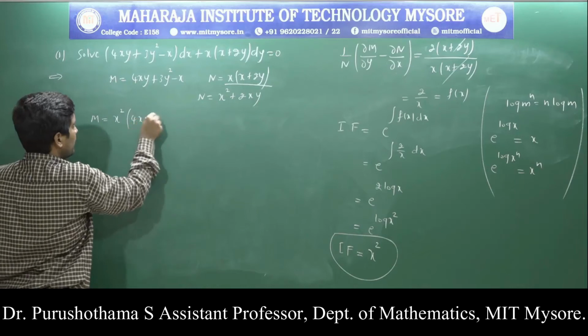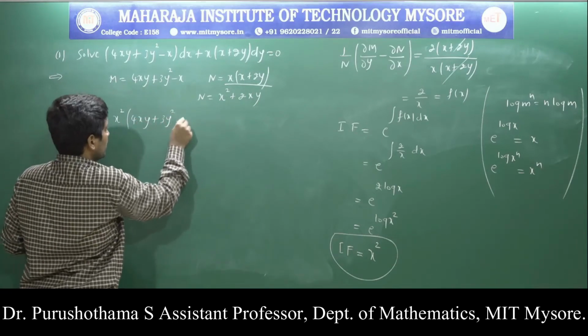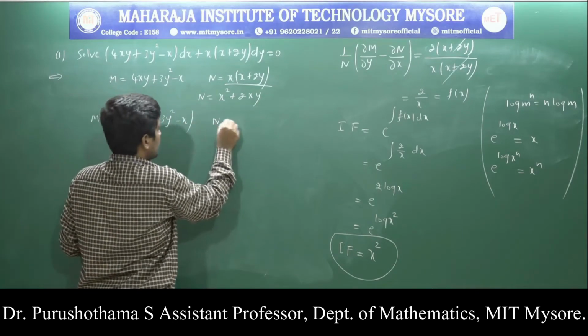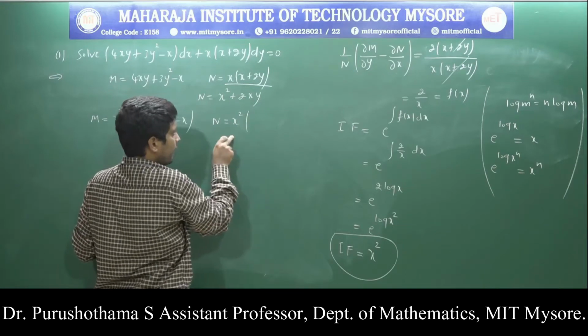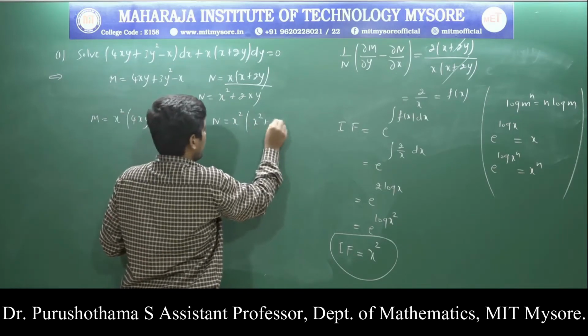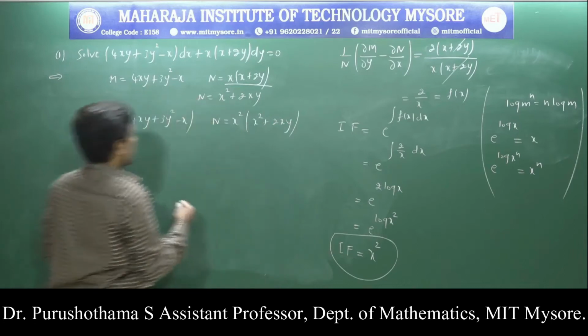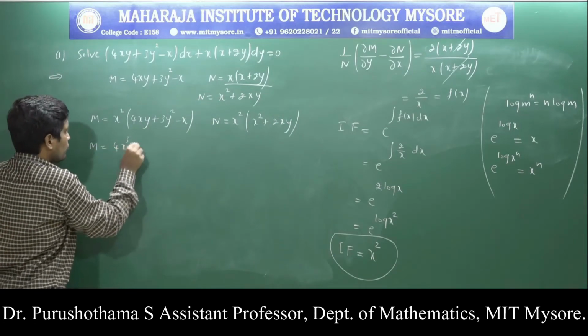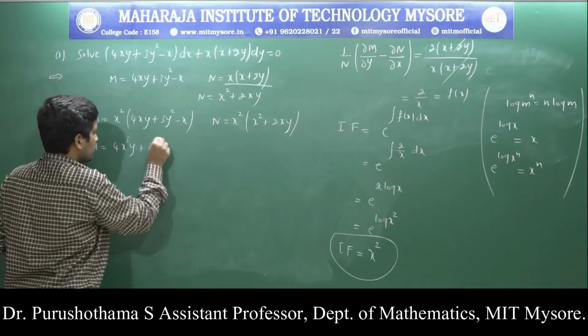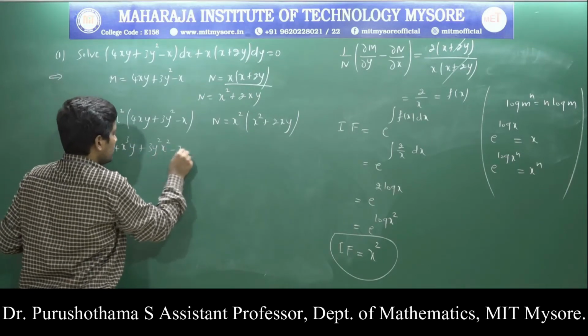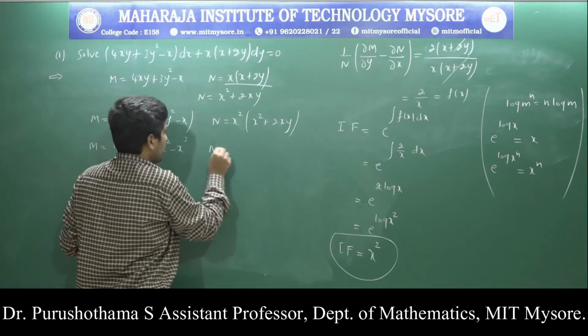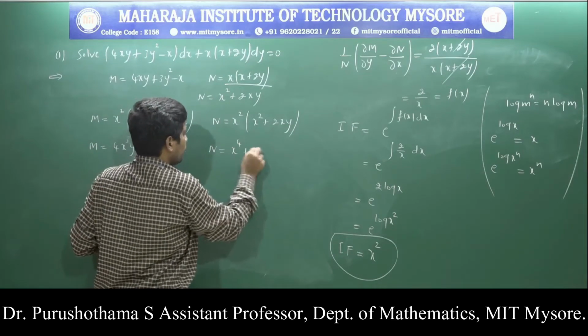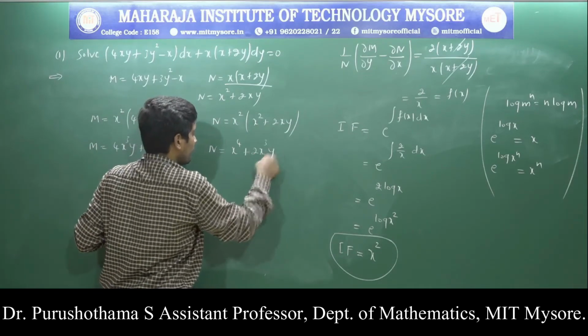So M is equal to x square times (4xy plus 3y square minus x), and N is equal to x square times (x square plus 2xy). Therefore, M is equal to 4x cube y plus 3y square x square minus x power 3, and N is equal to x power 4 plus 2x cube y.